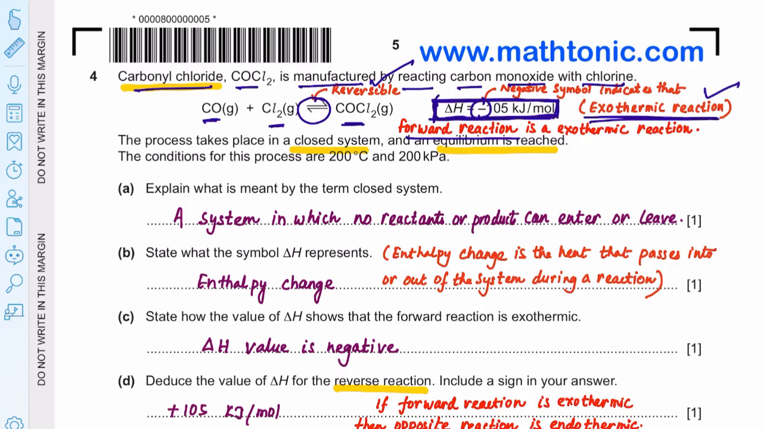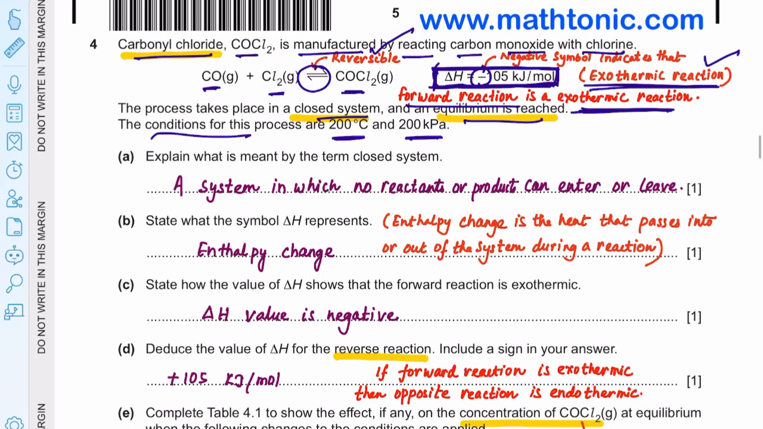And negative value, what is given? Exothermic reaction. Do you understand clearly? Now the process takes place in a closed system and equilibrium is reached. The conditions for this process are 200 degrees Celsius and 200 kPa, the pressure we're talking about. Explain what is meant by the term closed system.